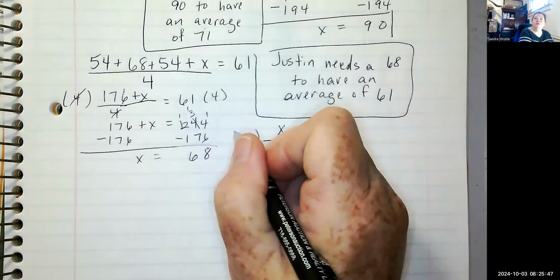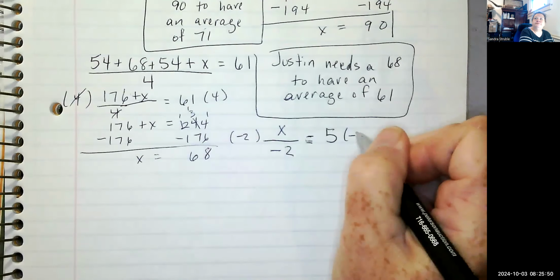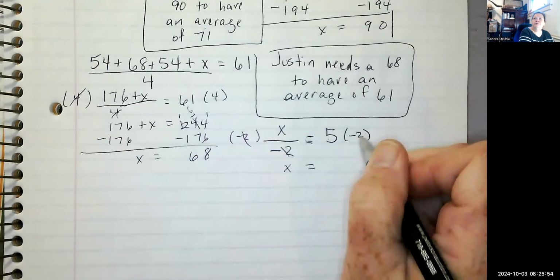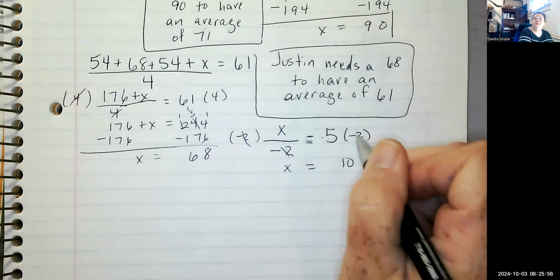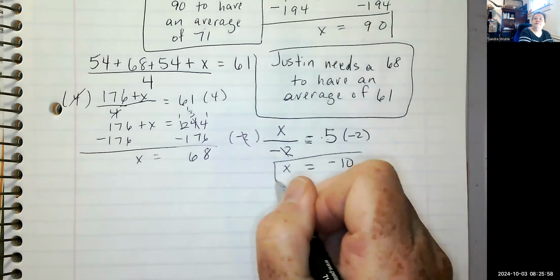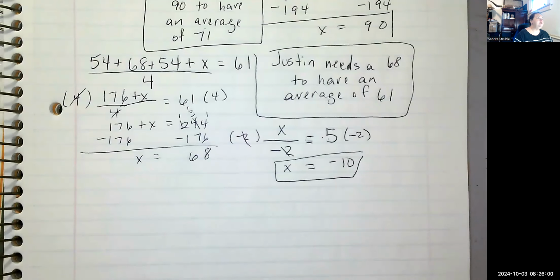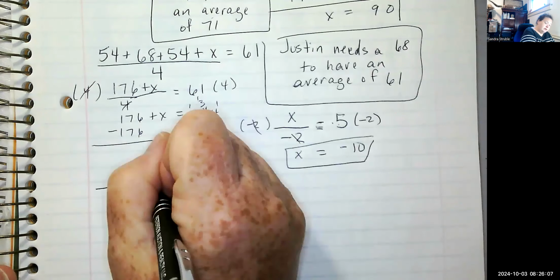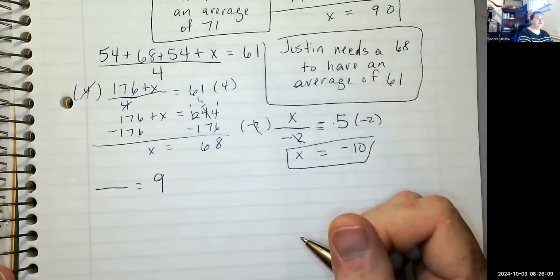-2 is down here, so I'm going to multiply both sides by -2. And X is equal to 5 times 2 is 10. A positive times a negative is a negative. There's the other integer. The quotient of 2 integers is 9. So the division of 2 numbers, 2 integers, is 9. One of the integers is -8.